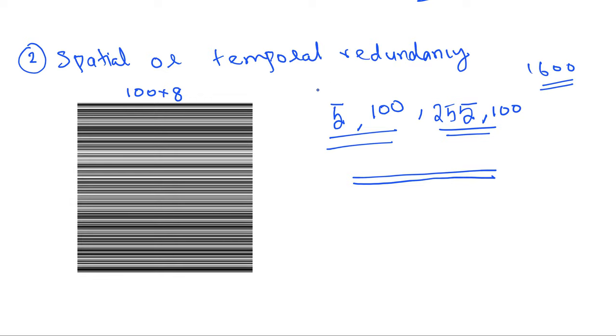suppose I'm using 8 bits for this one, 8 bits for this one, 8 bits for this one, and 8 bits for this one, that gives us a value of 32 bits. And this gives us a value of 1600 bits. So you can directly see that there is a reduced amount of data to store the same amount of information. So this is how we make use of temporal or spatial redundancy in an image.